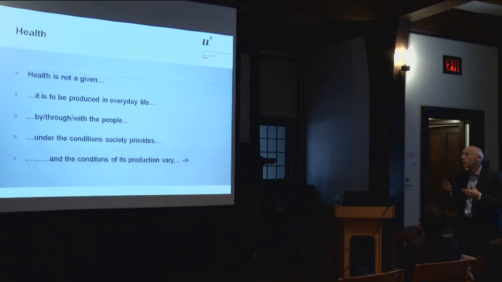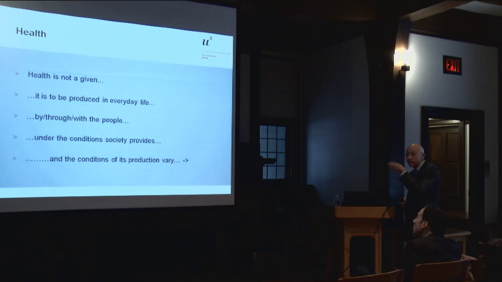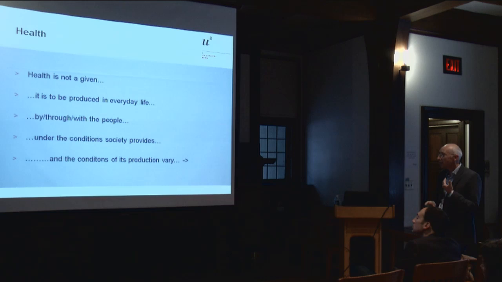And it's produced by the people, through the people, with the people. Through the people, actually, and here comes biology, through their bodies, health is produced. And it's by the people, because they all have to do something for it. And this production takes place under the conditions that society provides. And those conditions of the production of health in everyday life vary drastically.